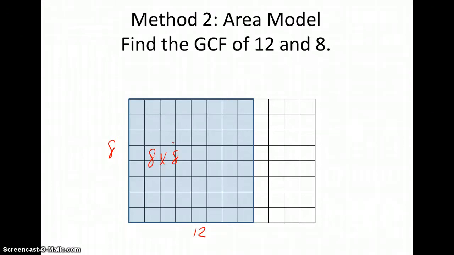So I know that 8 is not the greatest common factor of 8 and 12, because 8 cannot evenly divide 12. So then I look at what's left over. And in this section I have a 4 by 8. And I ask myself, what is the biggest square I can create in this section? And the answer is a 4 by 4. Then I ask myself, can I create another 4 by 4? And the answer is, yes, I can.